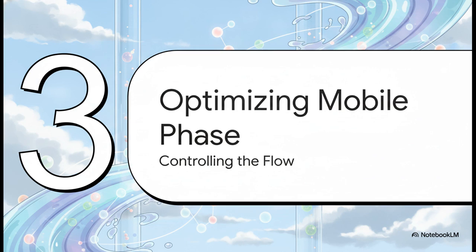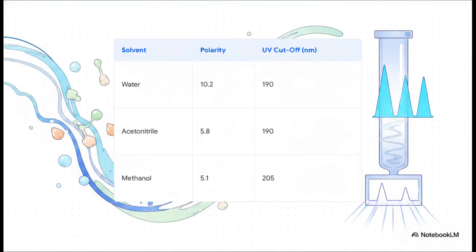Okay, let's head into Section 3, optimizing the mobile phase, controlling the flow. Look at the most common solvents we use in the mobile phase. Water is our highly polar base. But to selectively elute our analytes, we mix in modifiers like acetonitrile and methanol.